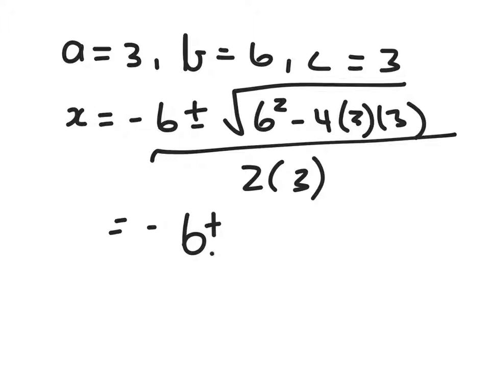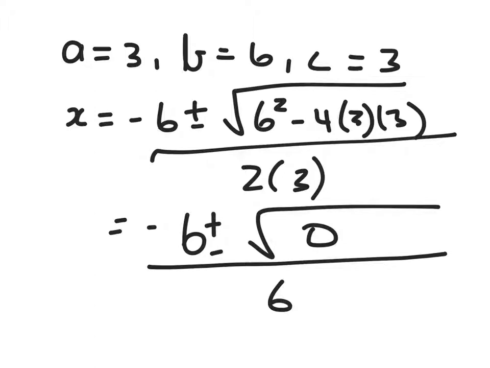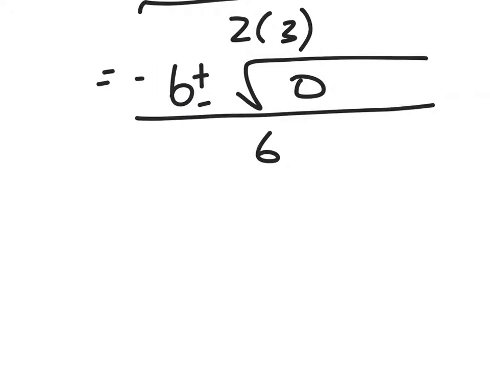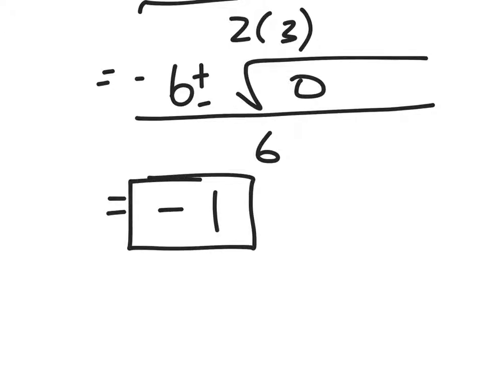So that gives us minus 6 plus or minus the square root of, and if you put that in your calculator, you're going to see you have 36 minus 36, which is 0, all over 6. And look what happens. Because we end up with 0 in the square root, it's minus 6 plus 0, and minus 6 minus 0, which just gives you minus 6. So it's minus 6 over 6, so it's just equal to minus 1. So how many x-intercepts does that give you? It just gives you 1. Okay?